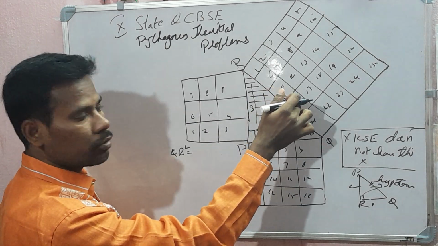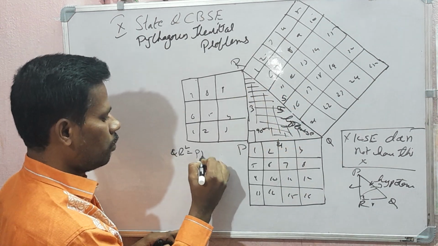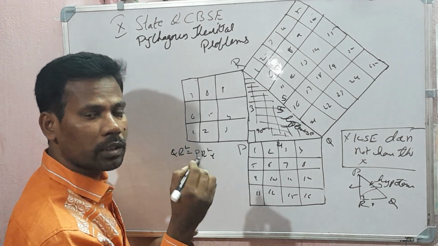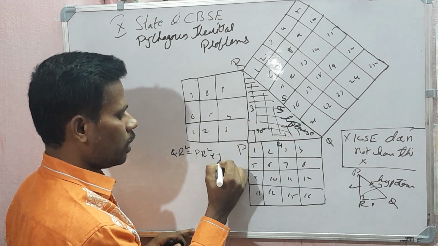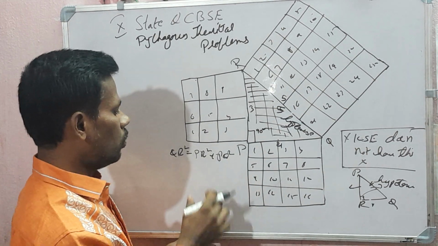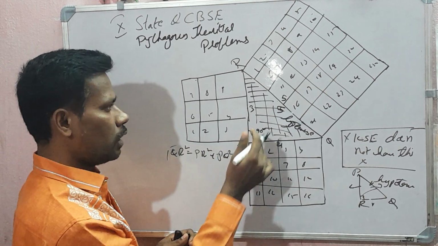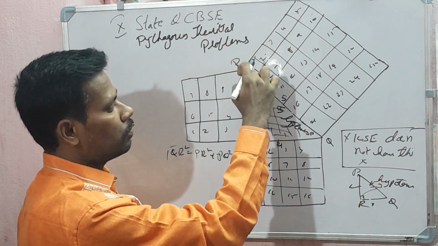Which are the other two sides? If this is the one side I am taking, the other two sides will be these: PR square plus PQ square. Look at the word I am using, square. Now this is the condition: in the right angle triangle, the square on the hypotenuse is equal to the sum of the squares on the other two sides.